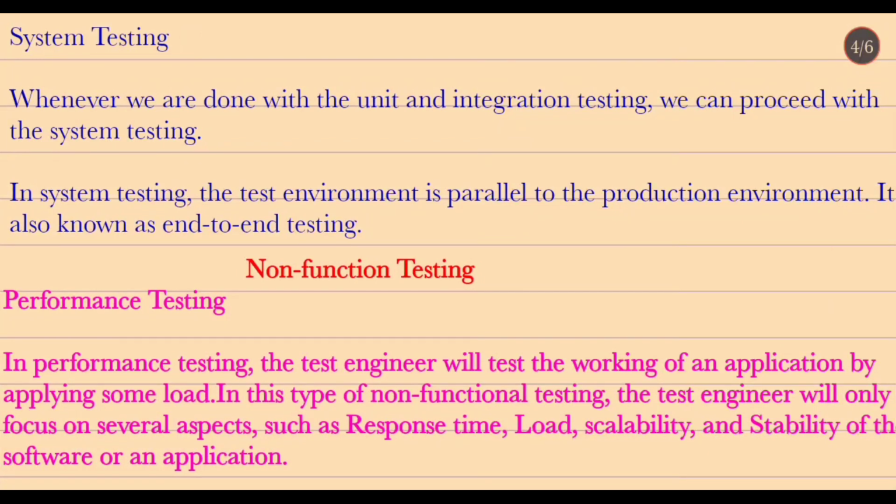Third is system testing. What is system testing? Whenever we are done with the unit and integration testing, the next third step is system testing. Step by step, okay? We can proceed with system testing. In system testing, the test environment is parallel to the production environment. It is also known as end-to-end testing, means from starting to end, every flow is included in this kind of testing. So overall testing we can say.